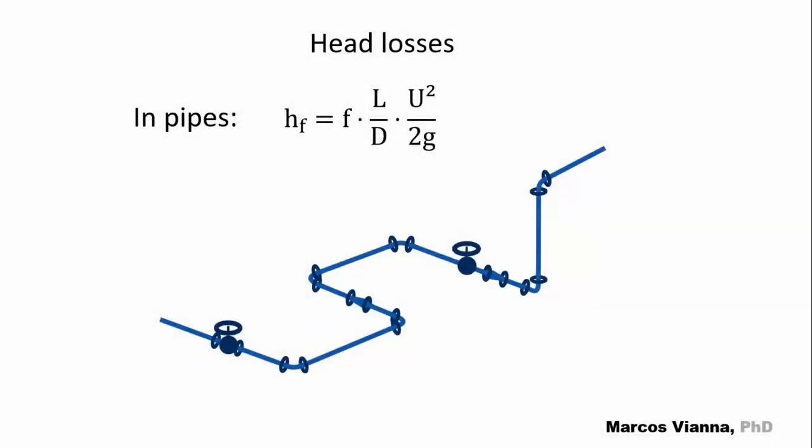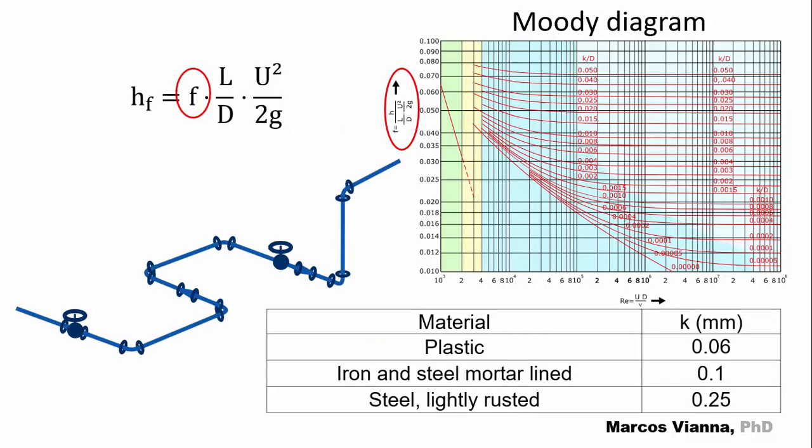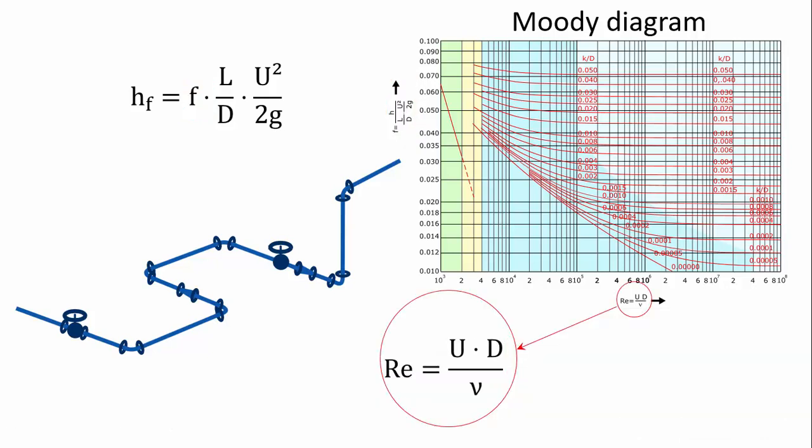In a previous video, we saw how to calculate head losses in pipes using the universal formula. It was necessary to find the f value. We used the Moody diagram to find it. Another important parameter was necessary, the Reynolds number. It depends on the viscosity value, which is the matter of this video.